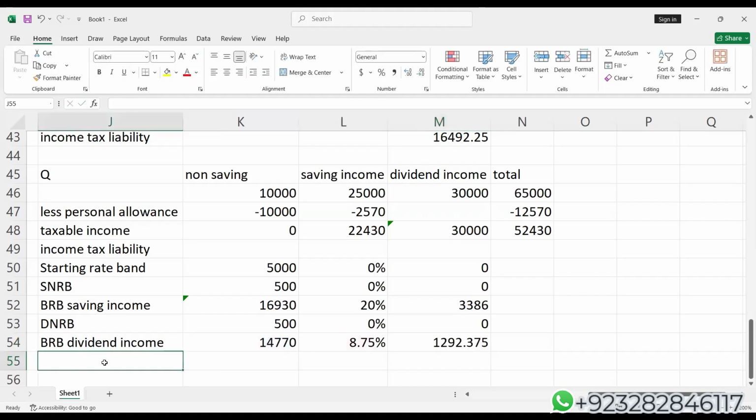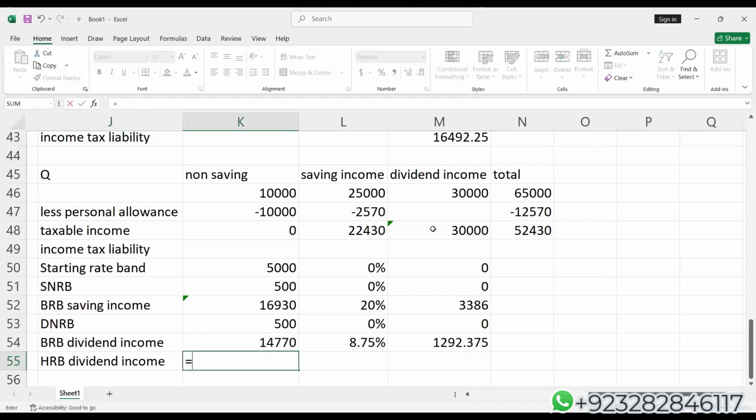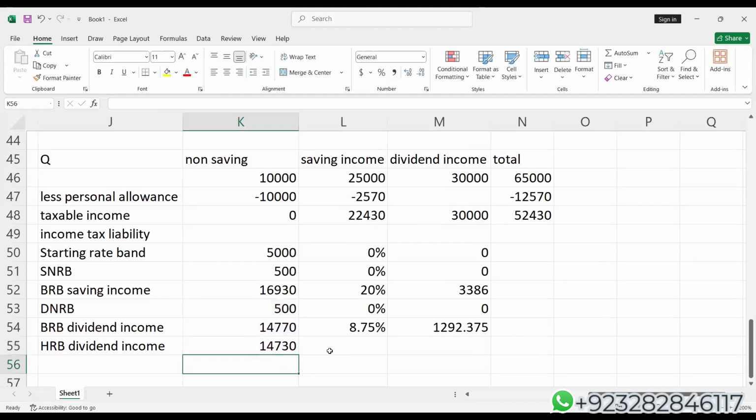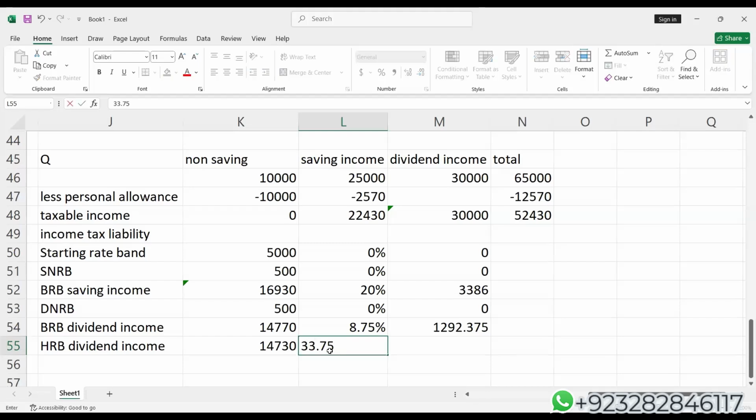Now, the remaining dividend income, of course, falls in the higher rate band, where the applicable income tax rate is 33.75%. Taxable dividend income is 30,000. Out of that, 500 we have taken in the nil rate band and 14,770 we have taken in the basic rate band. This is what falls in the higher rate band. Applicable income tax rate is 33.75%.